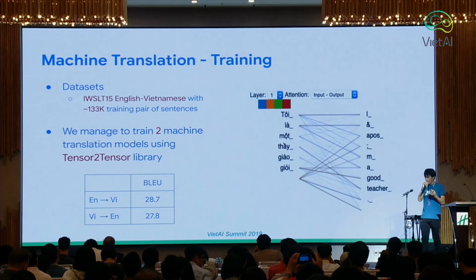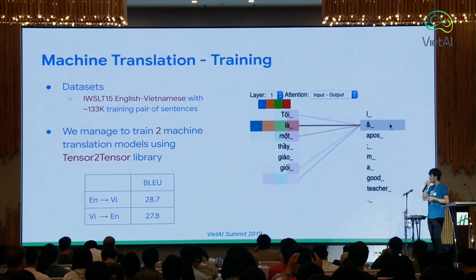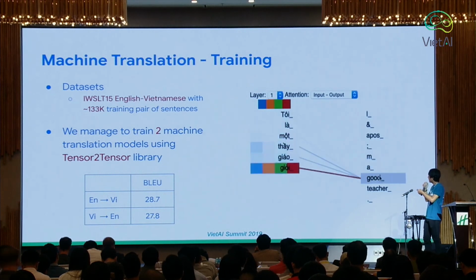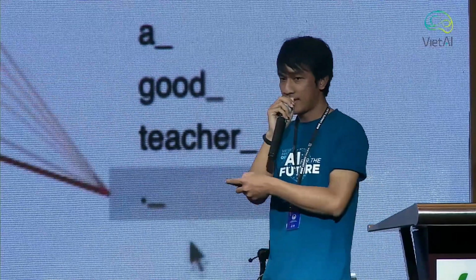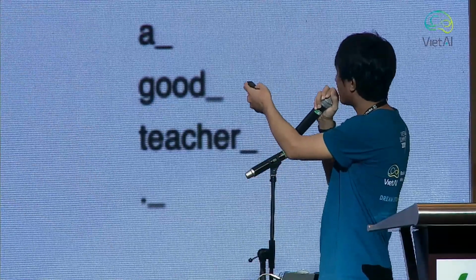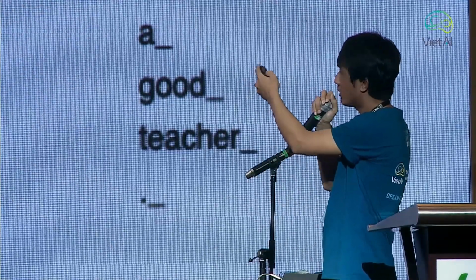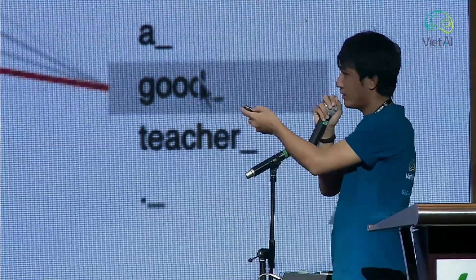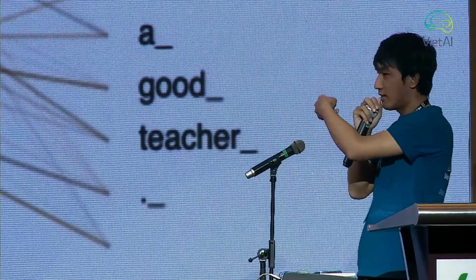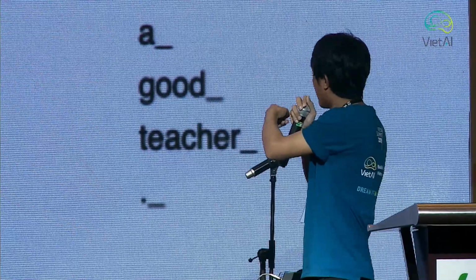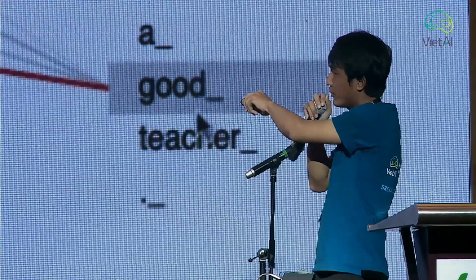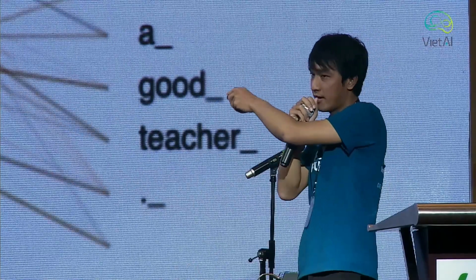And after training, we also analyze our translation model by examining the attention mechanism in the transformer here. As you can see, we have the sentence "Tôi là một thầy giáo giỏi." When translated using the transformer, it translates to I am a good teacher. And you can see here, when the transformer translates to good teacher, it attends to the words thầy giáo giỏi, which makes sense here.